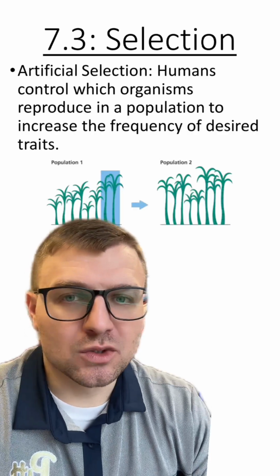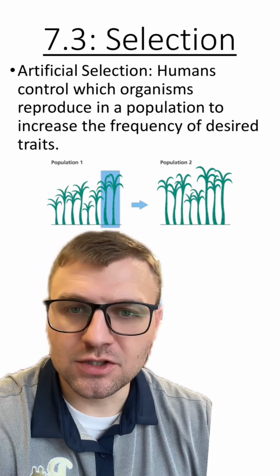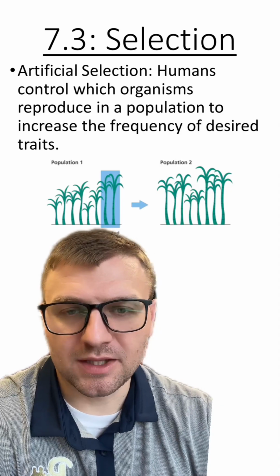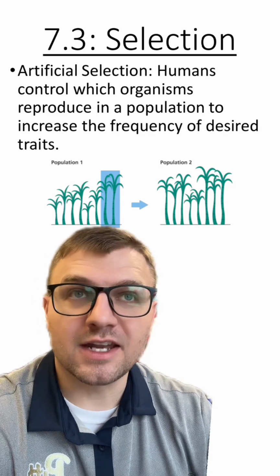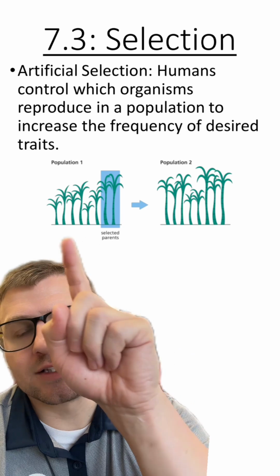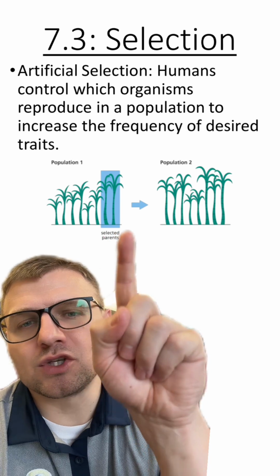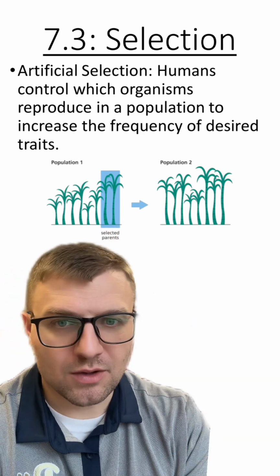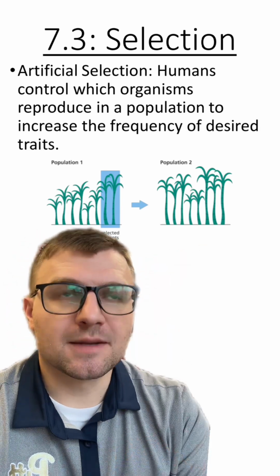Before I get into natural selection, I'd like to talk about artificial selection. Artificial selection occurs when humans control which organisms reproduce in a population. This increases the rate or frequency of a desired trait. You can see in our diagram here, we have variation in this plant species, and a farmer is going to choose the plants that have the most growth. He'll choose these plants to be the parents of the next generation, which is subsequently larger.